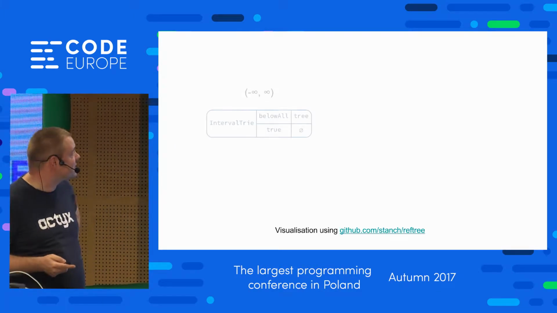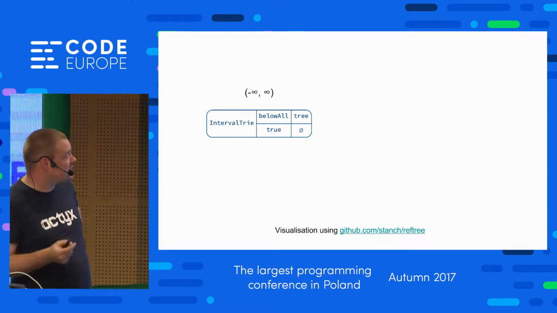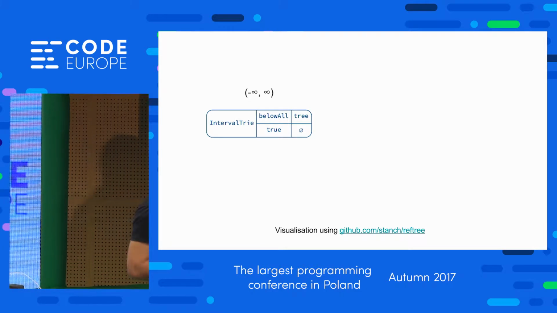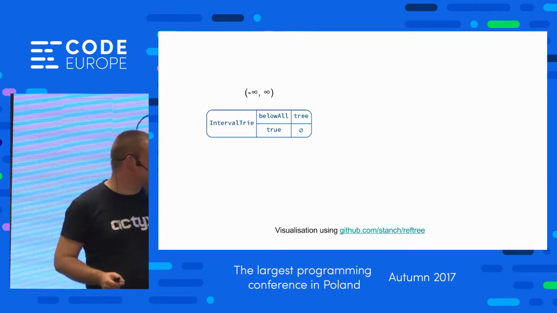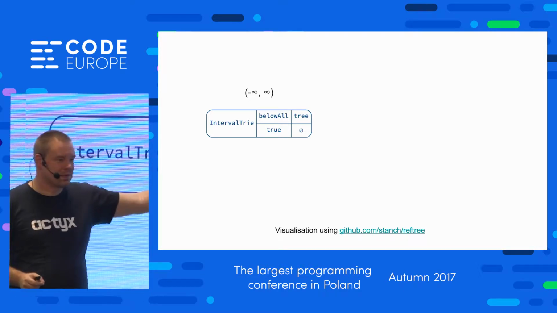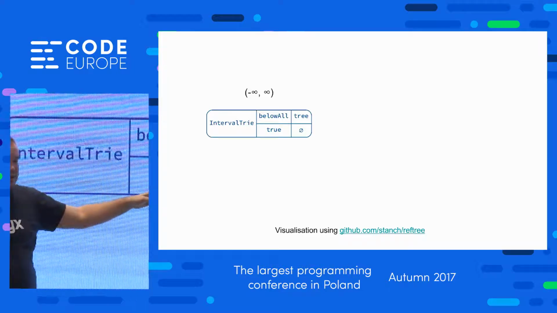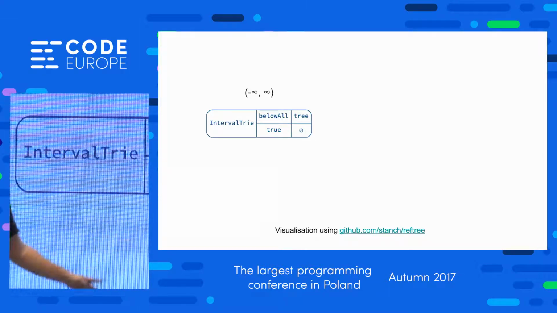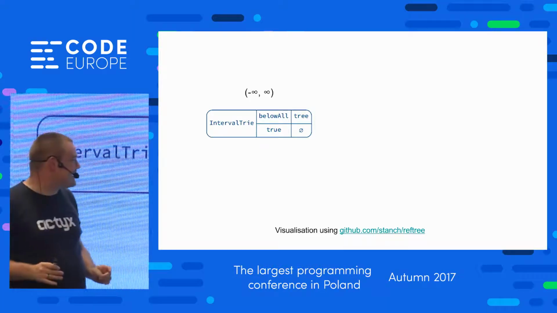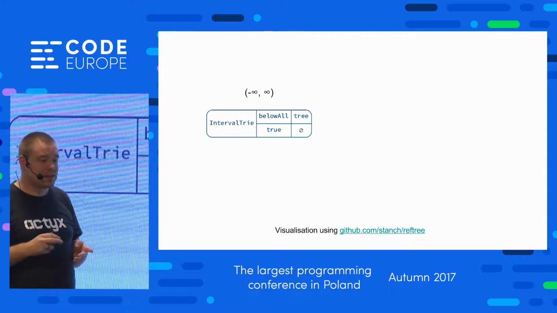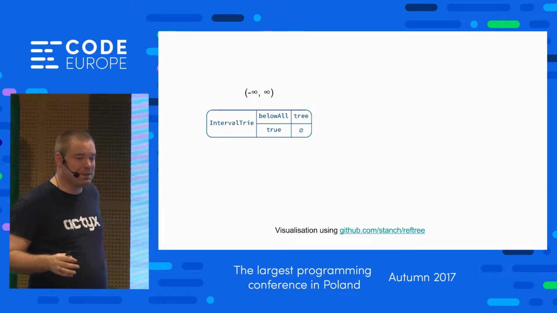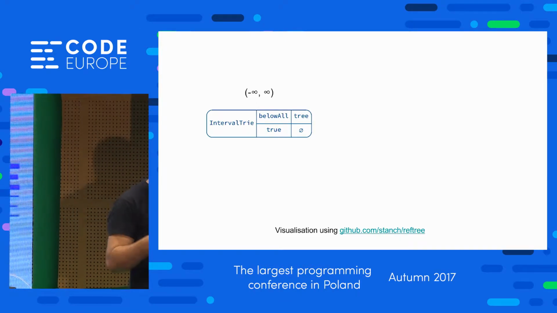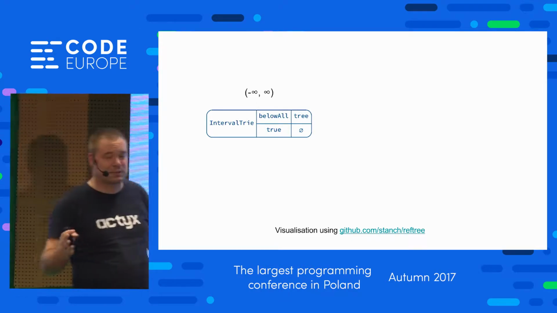We'll see how it looks like. So this is how you would represent the interval that goes from negative infinity to positive infinity. Below all is true, and the tree is null. You'll never see this null from the outside, obviously. I'm not that bad, but it's more efficient to have a null than to have a certain value, which is a guard value. Basically, checking for null is extremely fast, and comparing with a pointer is much slower.